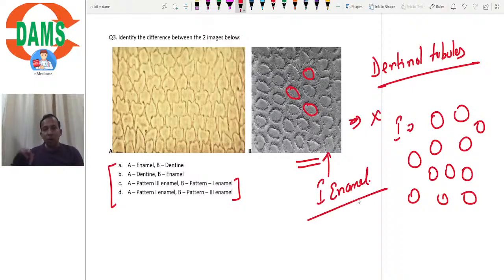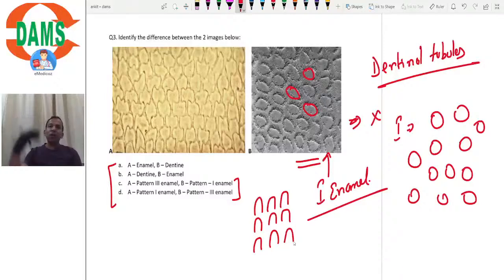While what happens in pattern 2? In pattern 2, you will see both head and tail, and they will all be aligned in a line. So head and tail, then again head and tail, they are all aligned in a single line. But in a pattern 3 enamel, that is this one, heads and tails are alternately aligned. So you have this typical keyhole feature here.